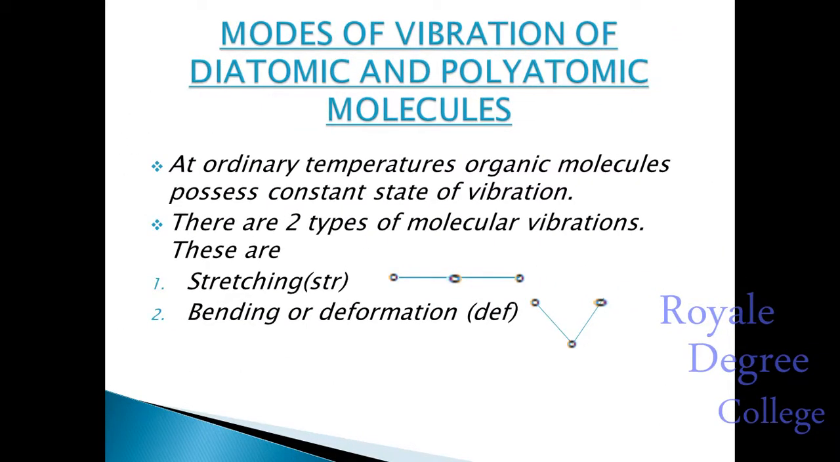Now we'll see the modes of vibration of diatomic and polyatomic molecules. At ordinary temperature, organic molecules possess a constant state of vibration. There are two types of molecular vibrations. The first type is stretching. You can see the figure here. And the second one is bending, which is also named deformation. Here you can see the structure of bending or deformation.